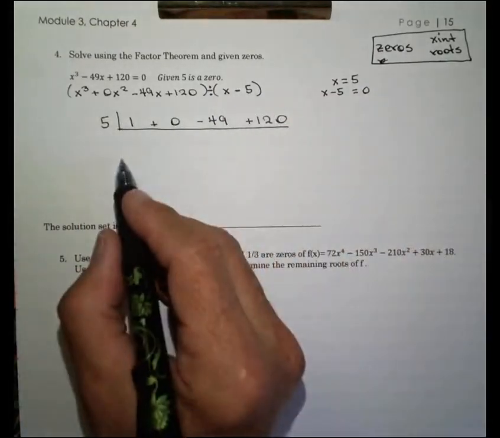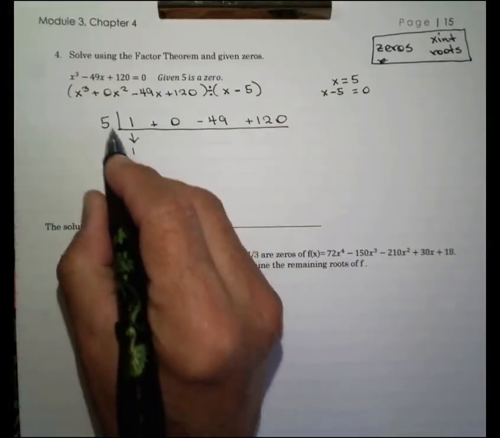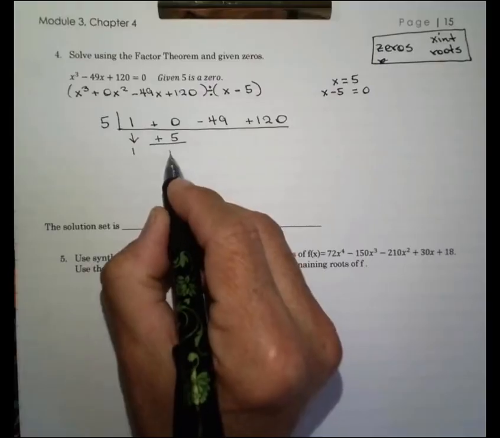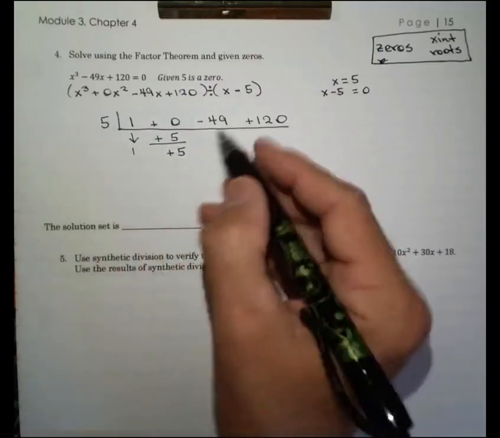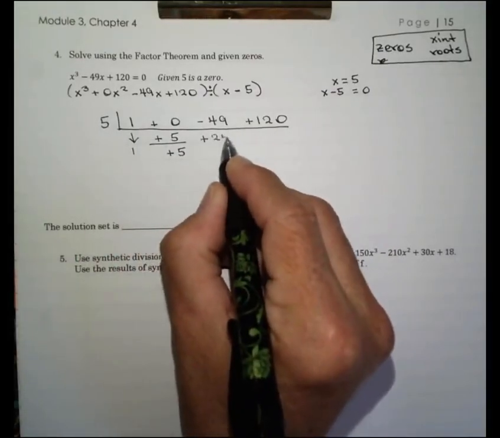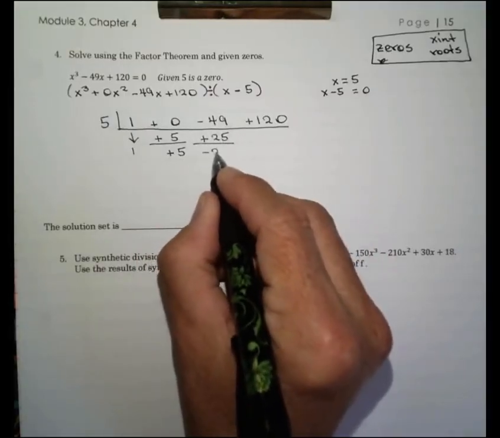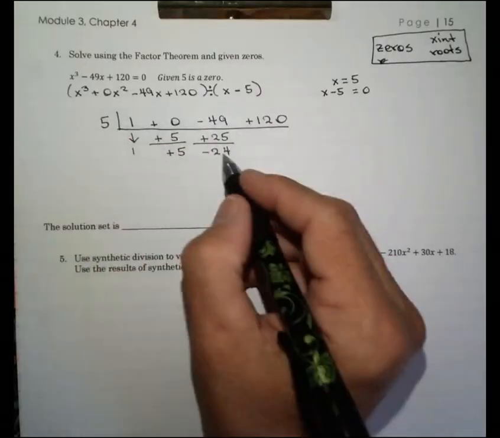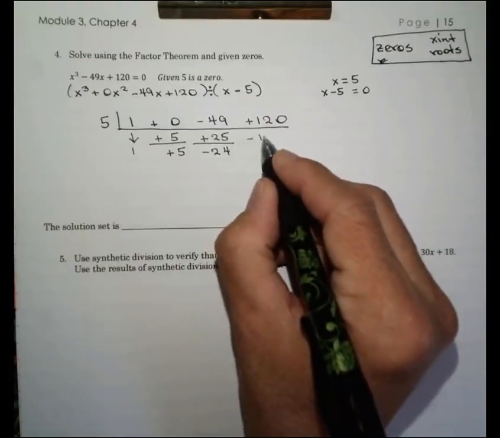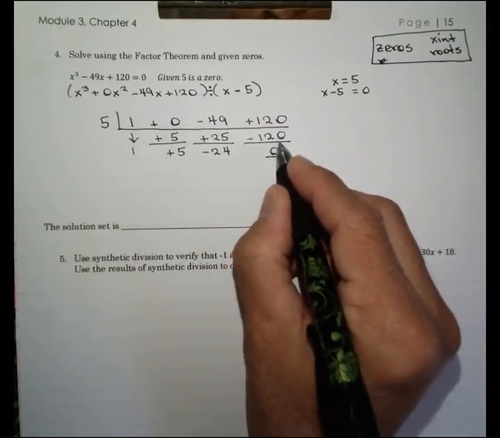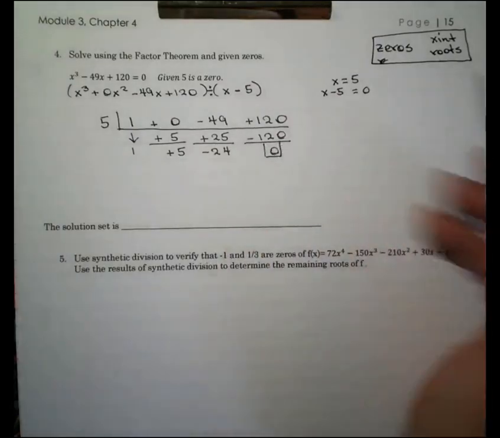So I bring down my 1 first, and 5 times 1 is 5. Add those together and I get a positive 5. 5 times 5 is 25. When I add those, I get negative 24. Negative 24 times 5 is negative 120. And when I add those, I get a remainder of 0, which is what it told me.